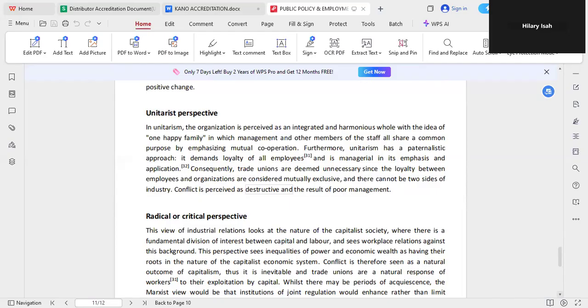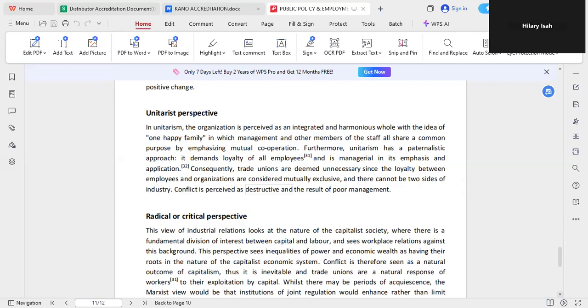Furthermore, unitarism has a paternalistic approach. It demands loyalty of all employees, and is managerial in its emphasis and application. Consequently, trade unions are deemed unnecessary, since the loyalty of employees and organizations are considered mutually exclusive and there cannot be two sides of industry. So conflict is perceived as destructive and results in poor management. So in the unitarist perspective, they say, oh, we are one happy family. We are working together as a team. We are working together to achieve a common goal.